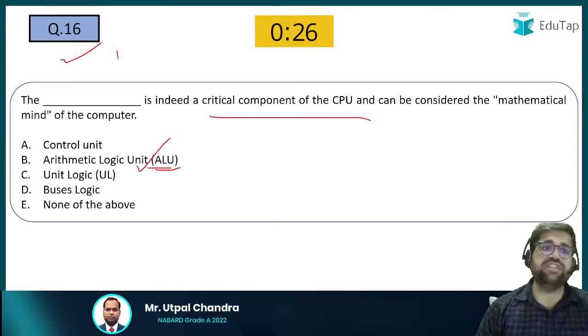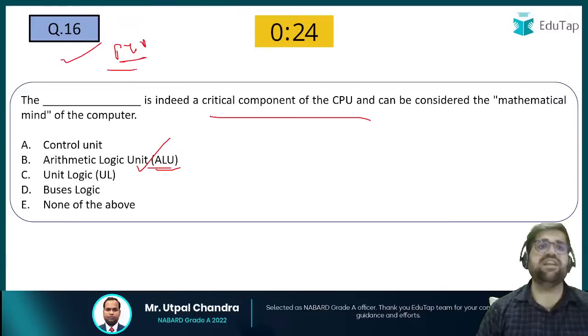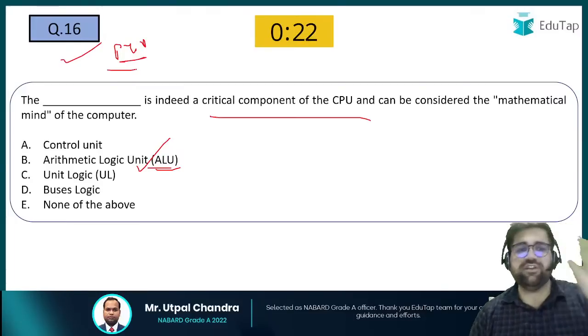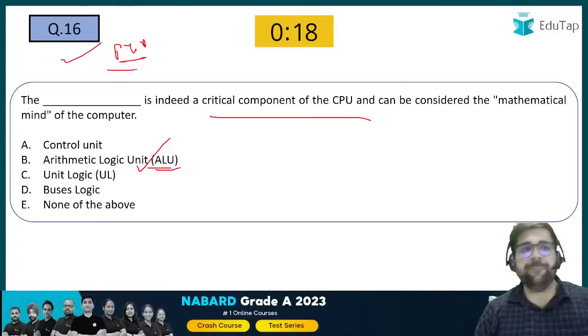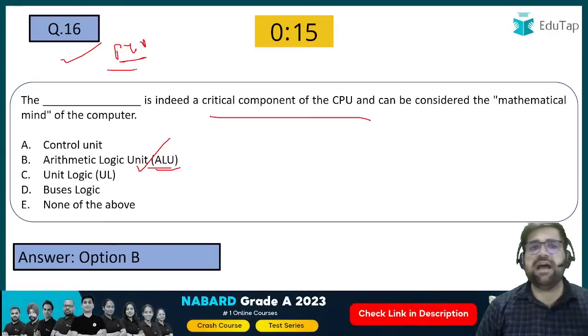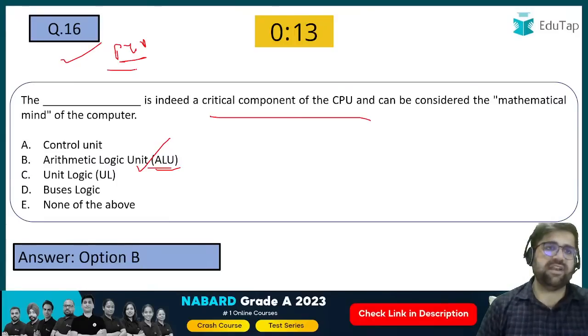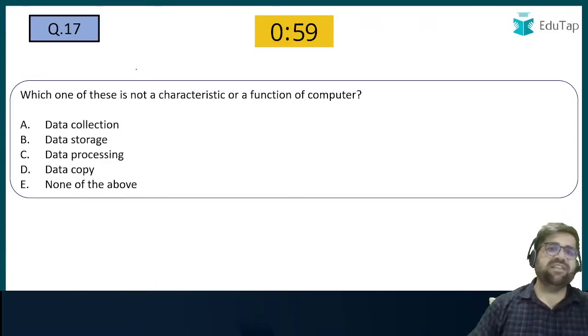And now again, if you see previous year questions, multiple questions have appeared from the different components of CPU. So again, this year also we can expect the same trend. Question number 16, the answer is B. This we have already discussed, right? Now I'm coming to question number 17.